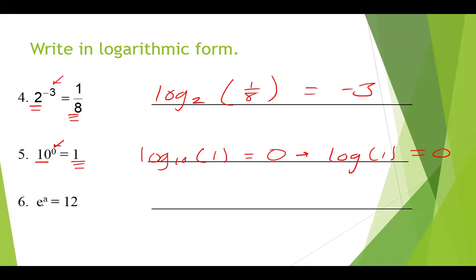Okay. Here we have e to the a equals 12. So our base is e. So we have log base e. Our output becomes our input. And our power is our solution. Log base e becomes what? Natural log. It becomes ln of 12 equals a.